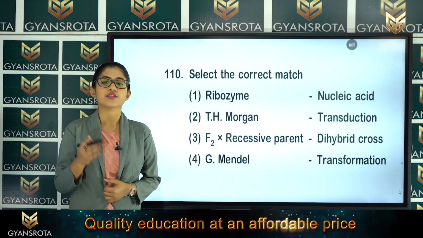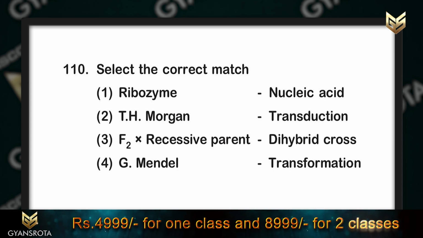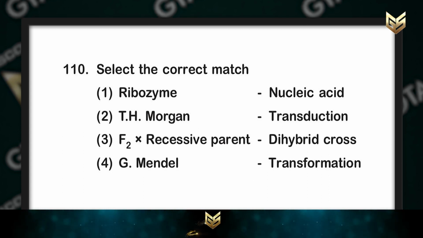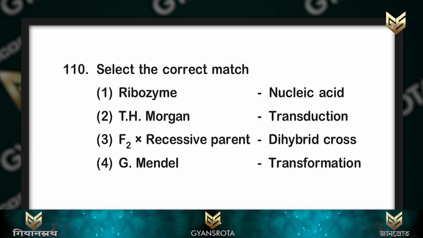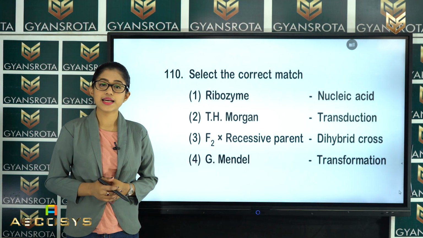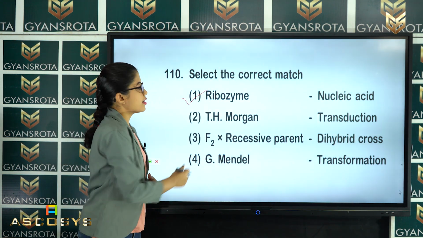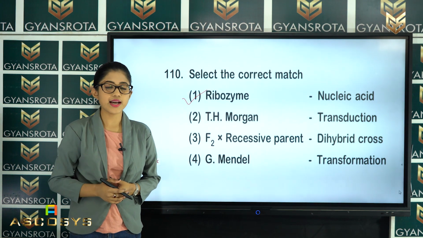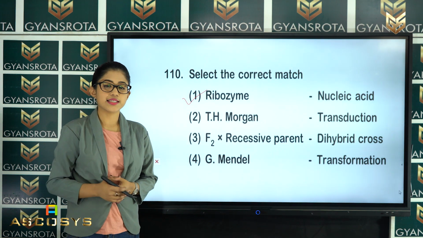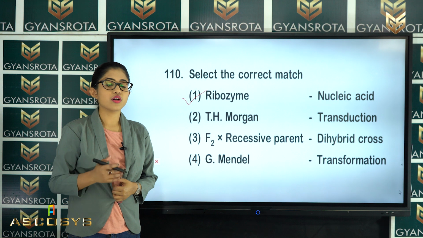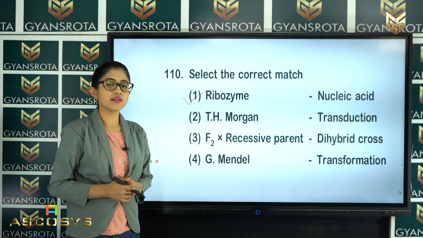In the next question, as you can see here, question number 110, select the correct match. Ribozyme, nucleic acid; TH Morgan, transduction; F2 into recessive parent, that is the dihybrid cross; G Mendel, transformation. So, which among them is correctly matched? That is option number 1. Ribozyme is derived from the RNA, right? And RNA is a nucleic acid. So, this is from the chapter genetics, right? Molecular basis of inheritance, and also from the chapter principles of inheritance and variation. From there, this question has been formed.